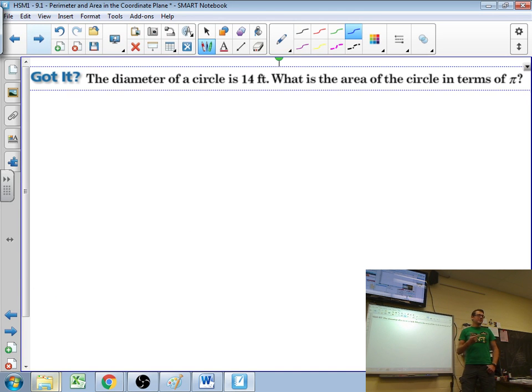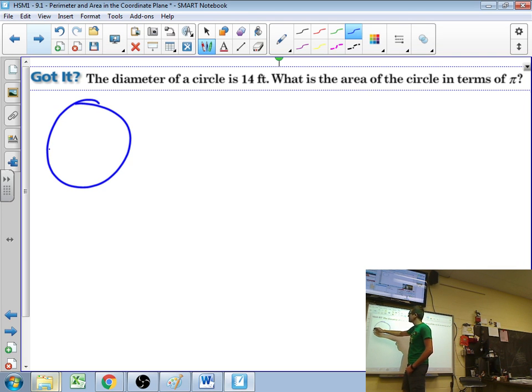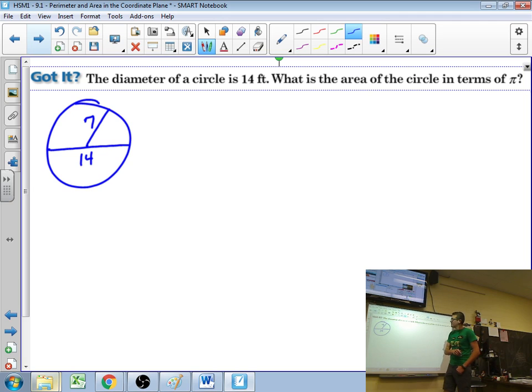So I sometimes like to sketch a picture. It's pretty quick. Diameter of the circle is 14. Try to draw a circle. Does not have 14 feet. 14 then tells me what the radius would be. The radius is half of my diameter, so it would be 7.